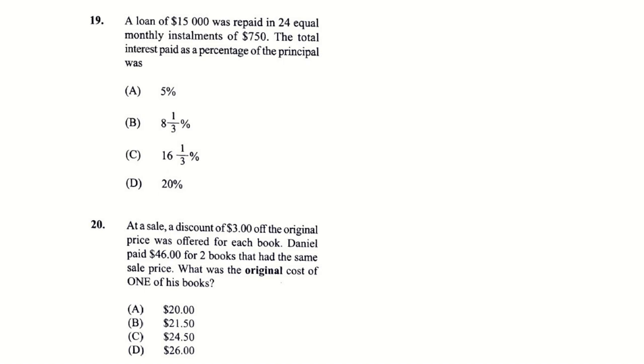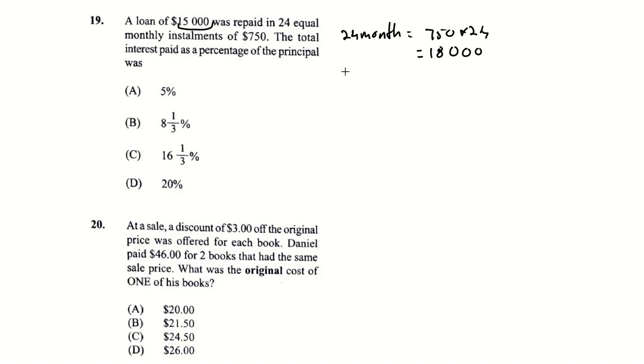A loan of 15,000 was repaid in 24 monthly installments of 750. The total interest as a percentage of the principal was... So first off, let's find out how much he has to pay. For the 24 months, it is going to be 750 multiplied by 24. You just say 75 multiplied by 24 and then add a 0 to it, okay, guys? Which would be 18,000.